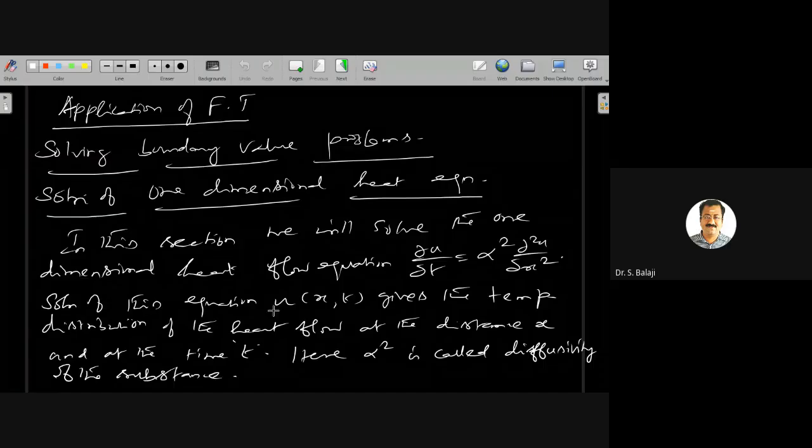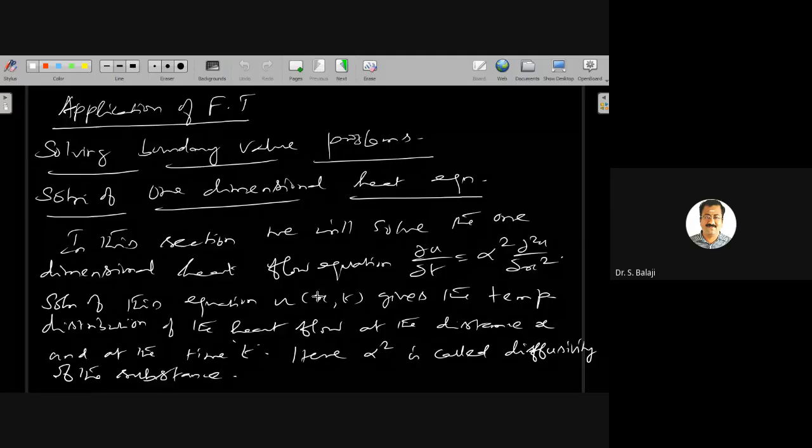The solution of this equation, u(x, t), gives the temperature distribution of the heat flow at the distance x and at the time t. The solution of the equation is u(x, t).